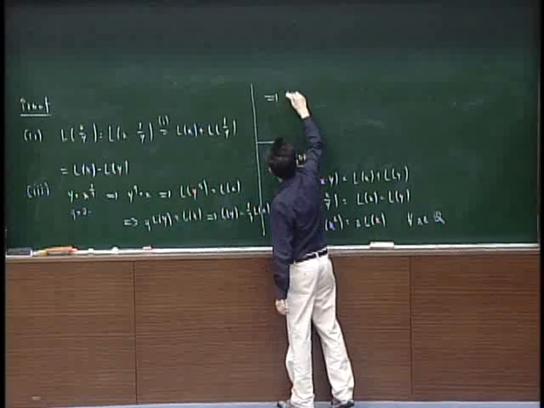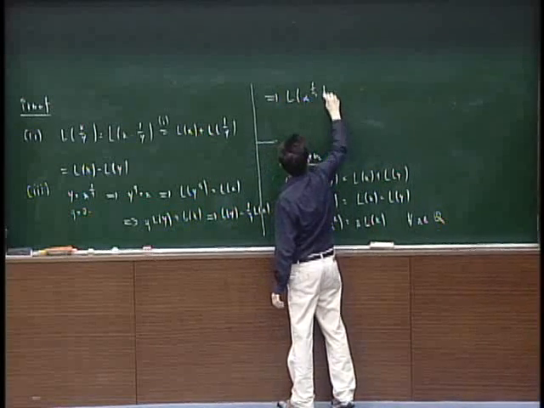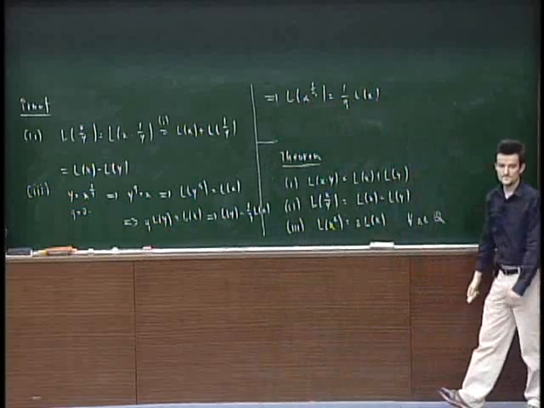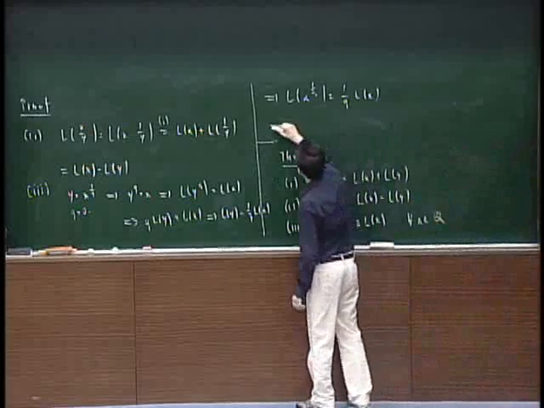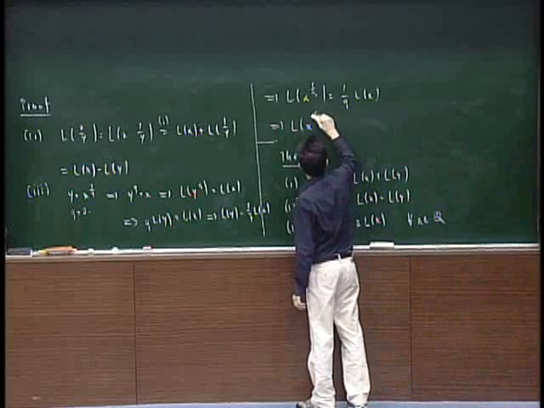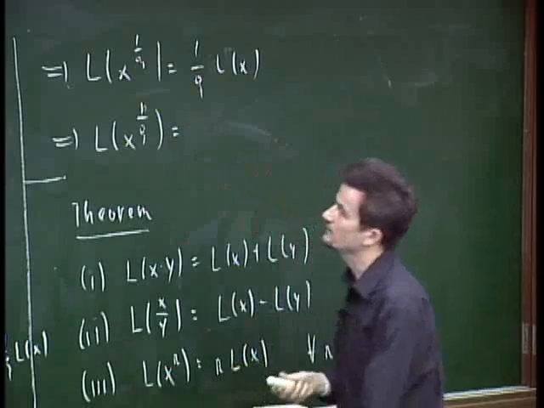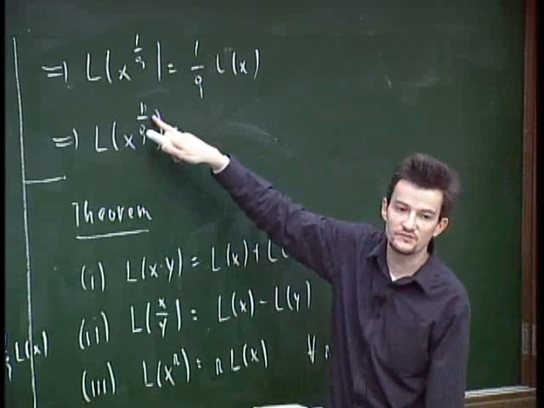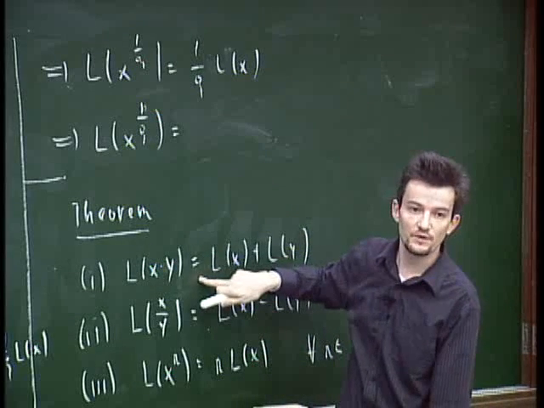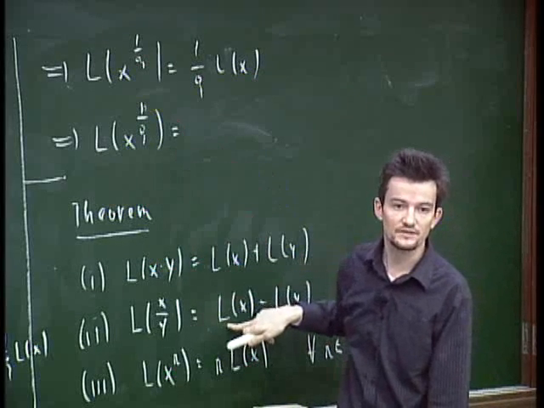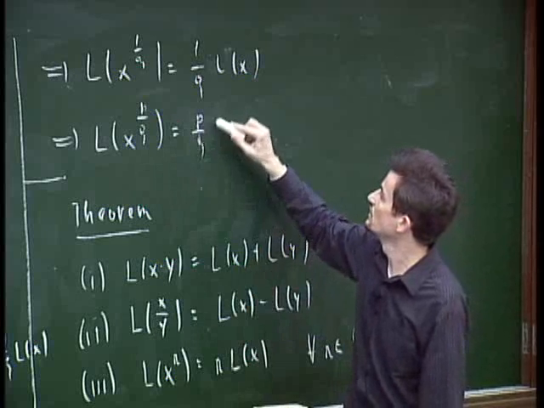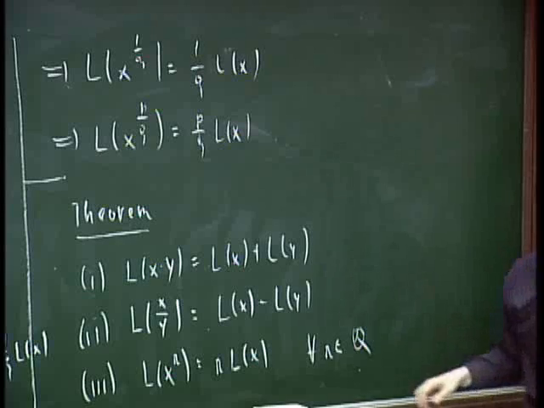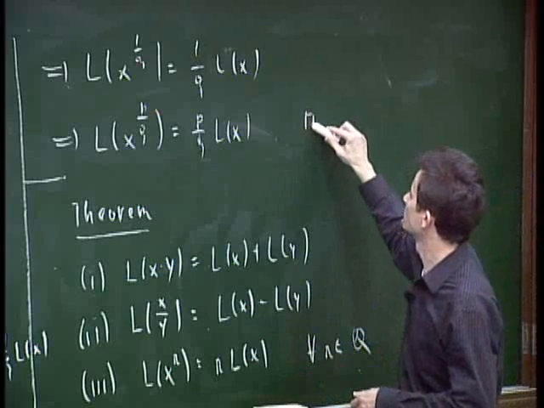So from this you see that L of x to the 1 over q is really 1 over q L of x. And if you now look at the general case, x to the p over q, you use either this or this here, depending on whether p is positive. You use the first property. If p is negative, you use the second property. And you see, indeed, it's p over q L of x. So this confirms this here. So this proves our result.